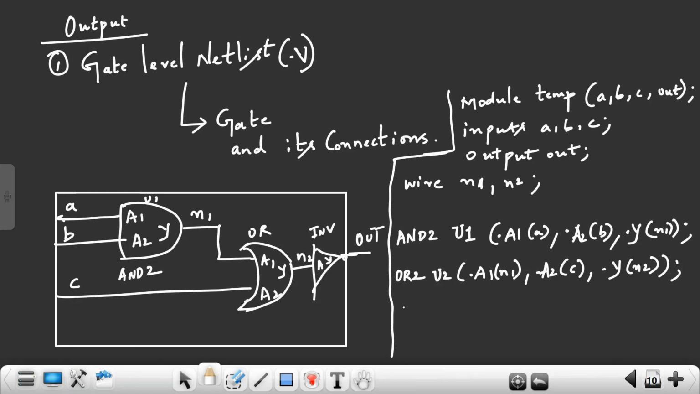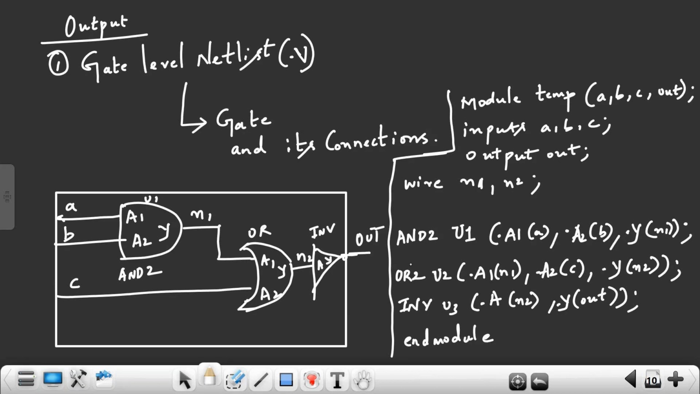Next is inverter. U3. A1 pin connects where? N2 net. It's not A1 pin, it's only A pin because inverter is only one input. N2 and output pin of your inverter connects where? This Y pin connects where? Output port. Done. And I end it with what? End module. So this is called as your netlist.